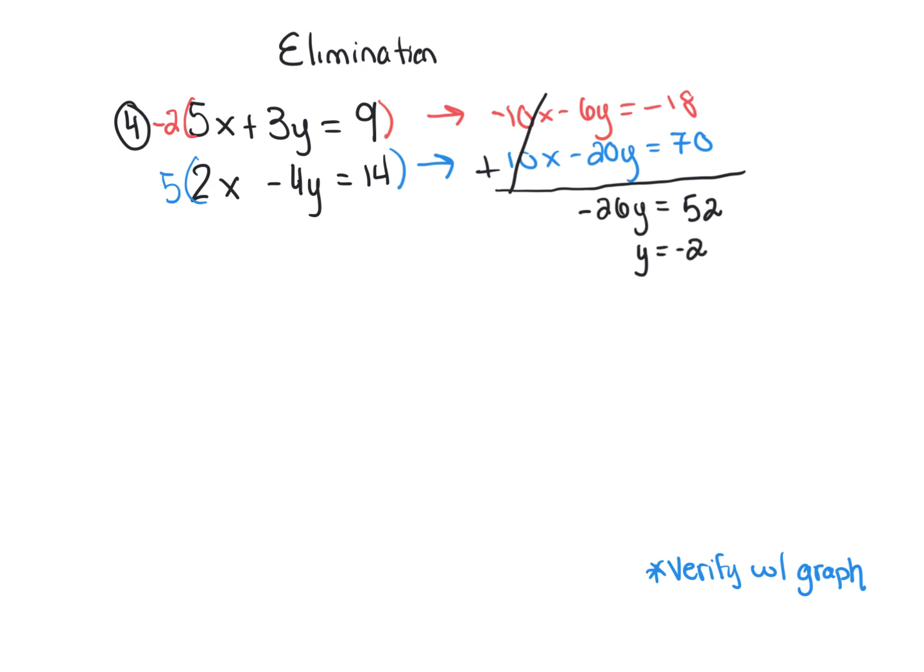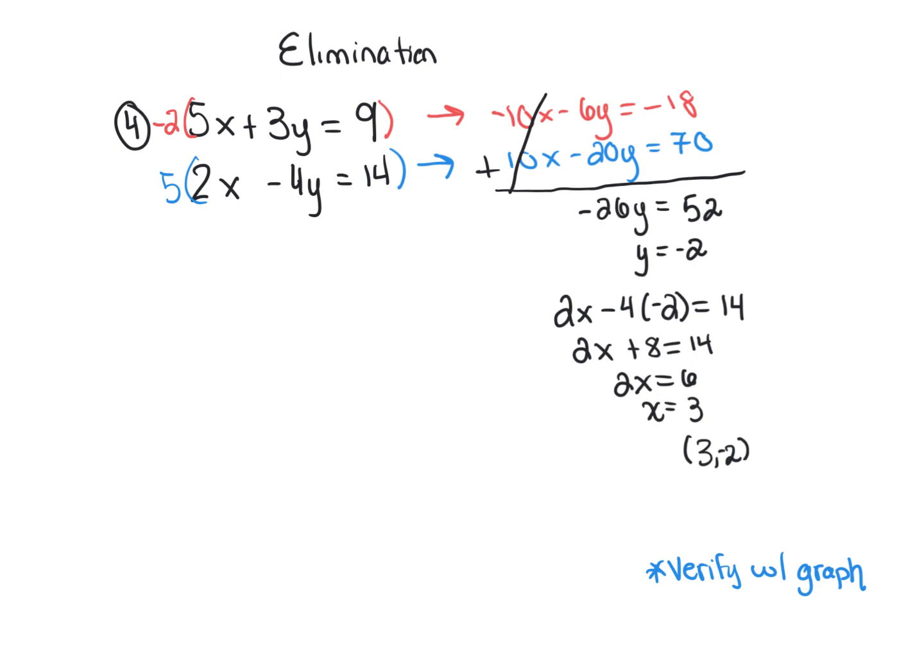Then you can plug that back into either equation to find your x. So I'll do the bottom one. I get 2x minus 4, the y value is negative 2, equals 14. 2x plus 8 equals 14. 2x equals 6. I move the 8 over by subtracting. x equals 3. So my answer, my solution set, my intersection point of the two lines is (3, negative 2).